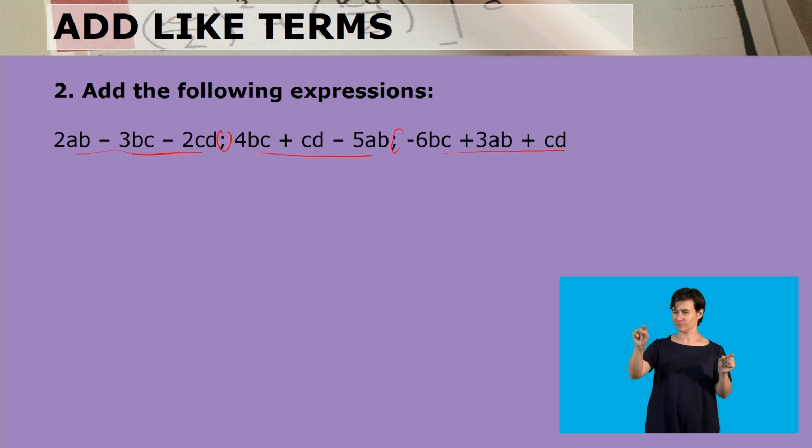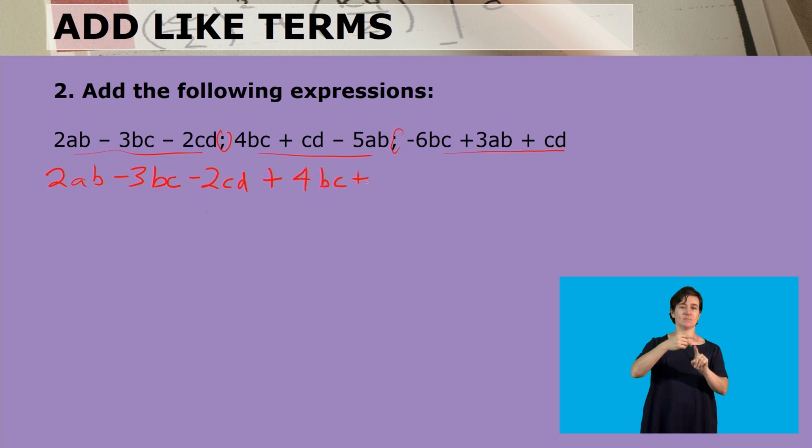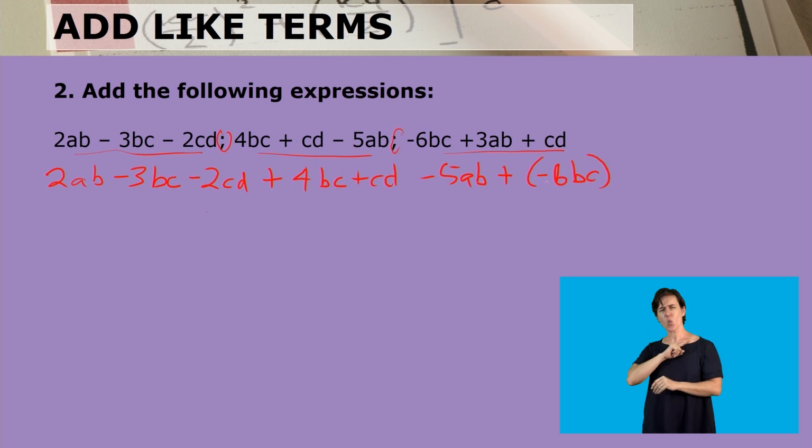So we can now write this in a mathematical way, which would be 2ab minus 3bc minus 2cd. We are adding, so we add 4bc plus cd minus 5ab plus negative 6bc, because there are two signs there that need to be acknowledged, that we are adding a negative sign, and then plus 3ab plus cd.